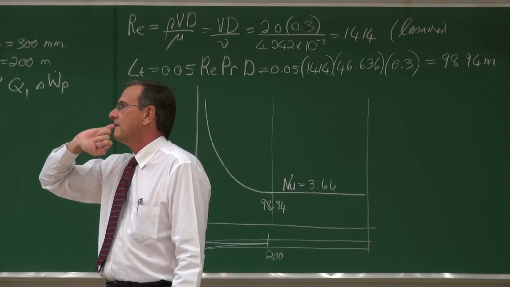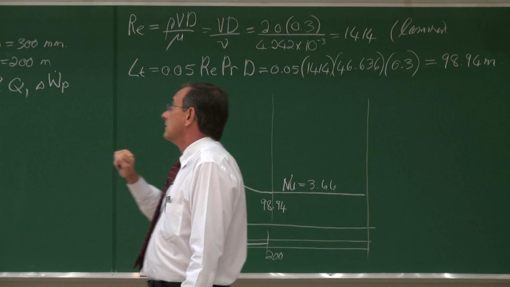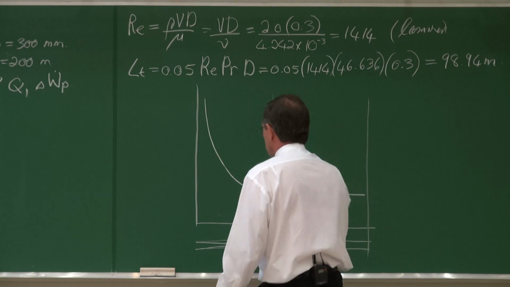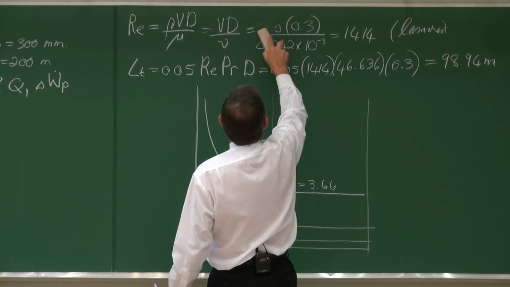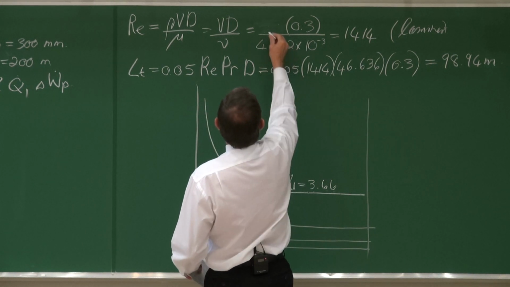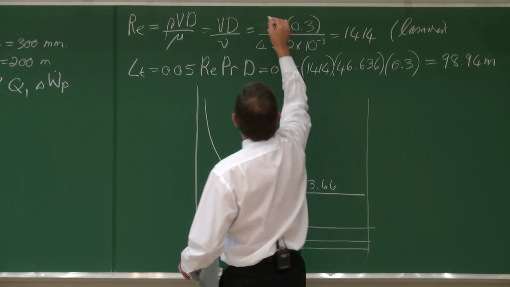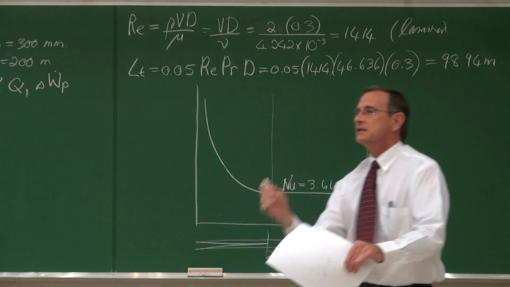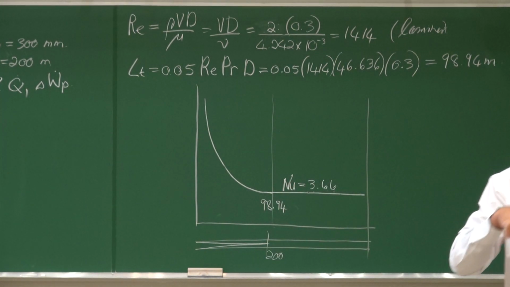So shouldn't the velocity in the Reynolds number be 2 and not 20? Oh, sorry, it should be 0.2, sorry. No, oh, sorry, yes, okay, thank you. Inlet velocity is 2 meters per second, yes, okay.